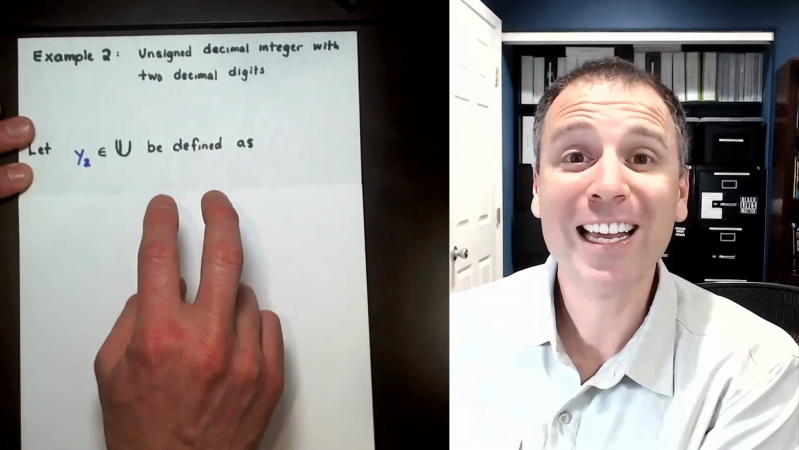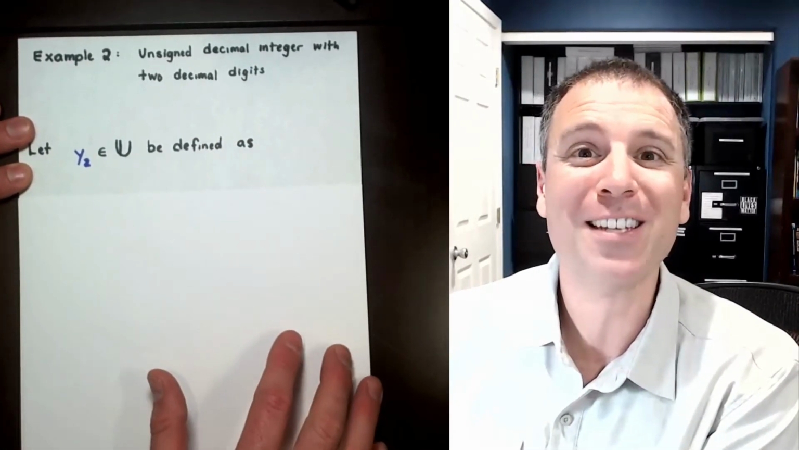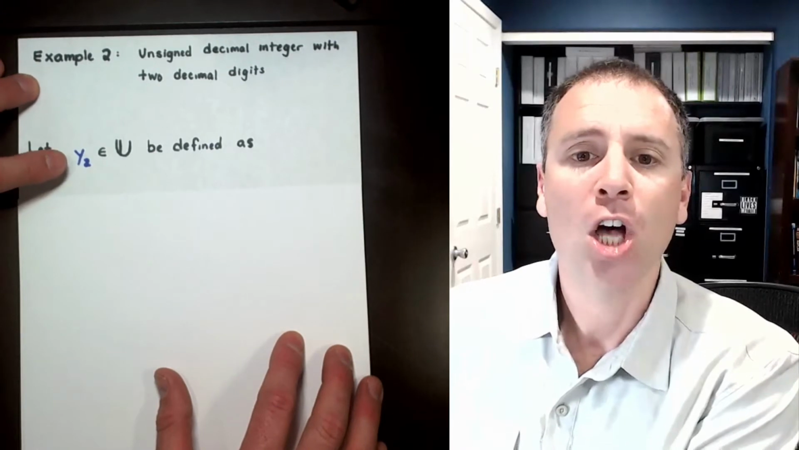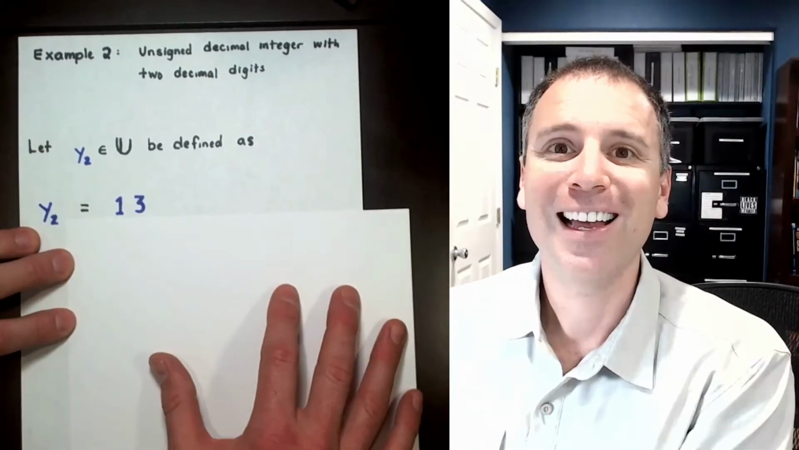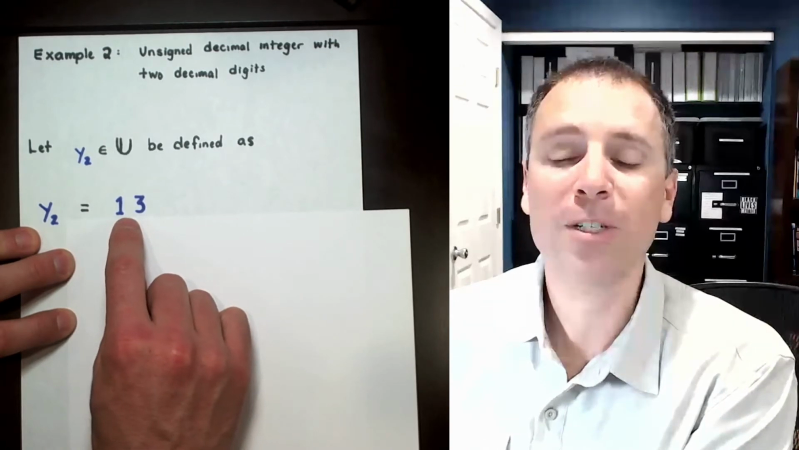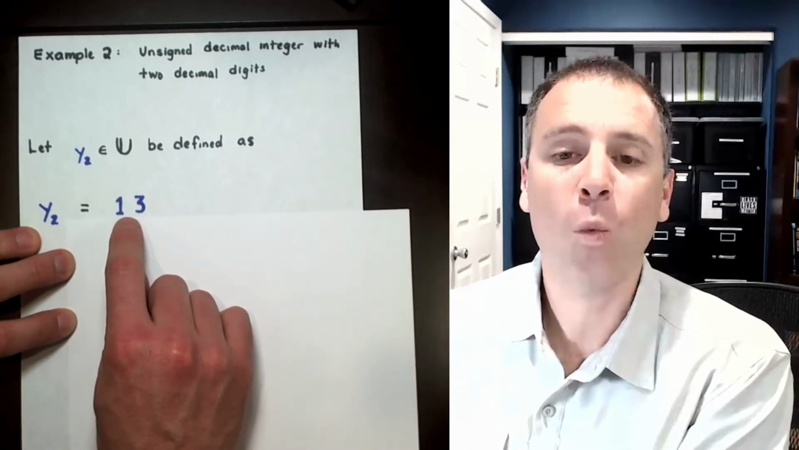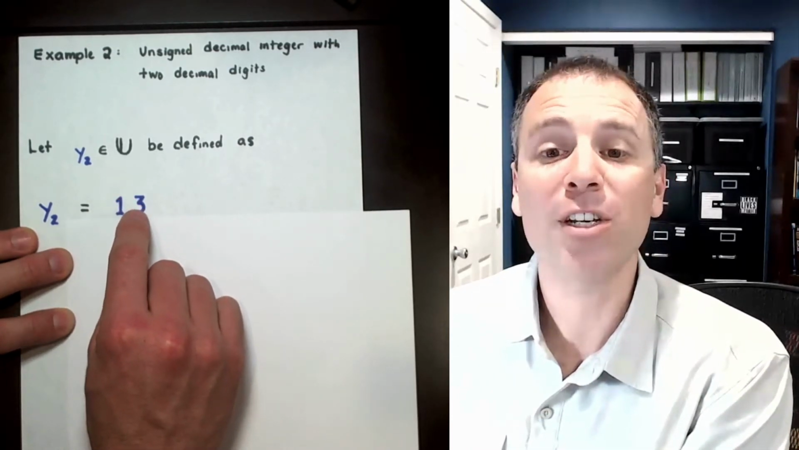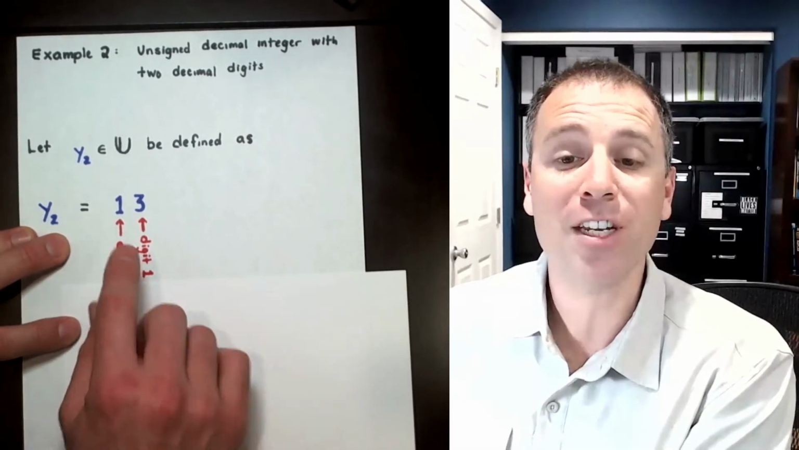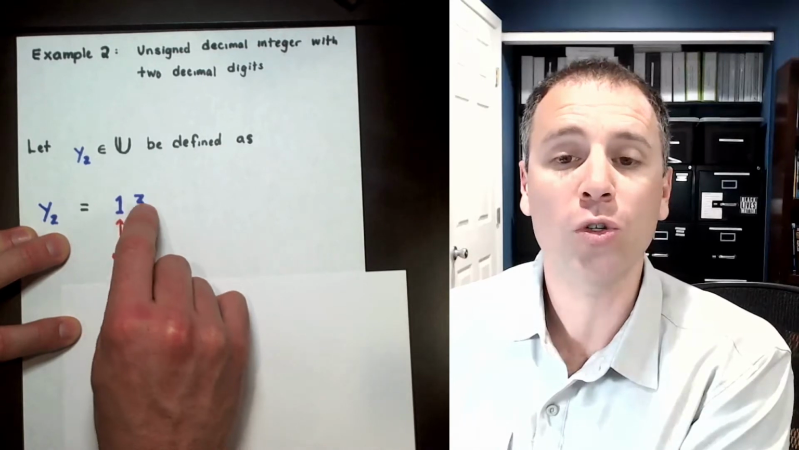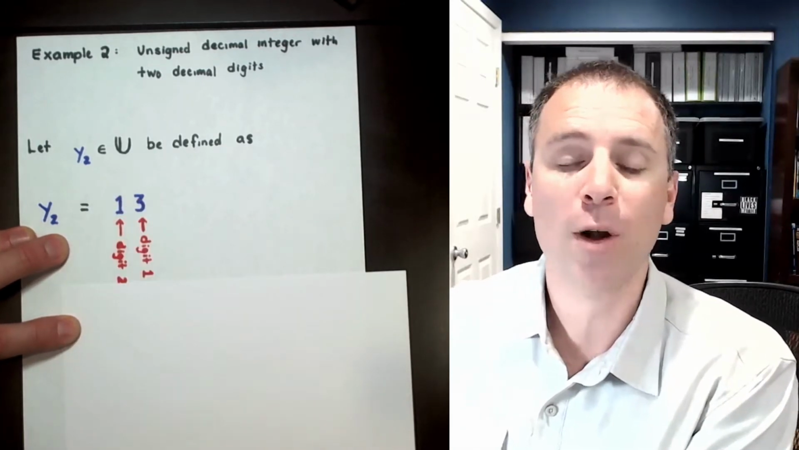Let's go on to a second example to explore further what we mean by this base 10 representation. So we're going to take another unsigned integer, this time we'll call it y2, and we'll set y2 equal to the decimal representation where we have a decimal digit 1 immediately followed by the decimal digit 3. In this case, let's go ahead and count the digits. Notice that we have digit number 1, digit number 2. So there are 2 digits in this decimal representation.